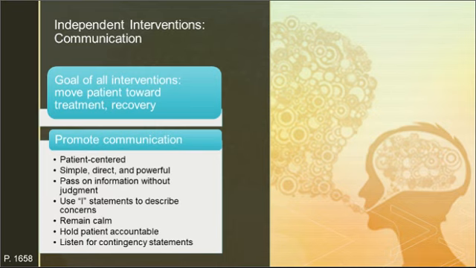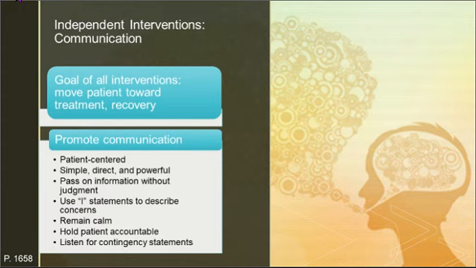Independent interventions. Not boundary setting. Independent interventions, communication. Page 1658 also. Recovery is a state of voluntary sobriety in which a person maintains health and functions normally in society without use of addictive substance or behavior. No single intervention is enough to ensure recovery. It requires substantial work on the part of the addict.